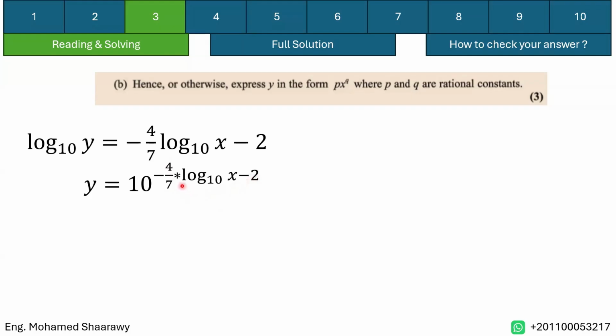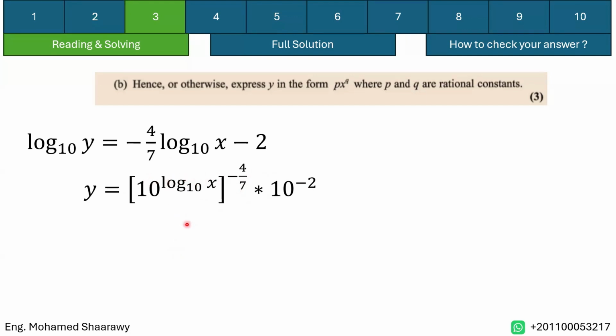So I can split these two, like this negative 2 can be written as a multiplication by 10 to the power of negative 2 to the same base. And now since this is a multiplication operation, I can reform it like this, because a power to a power just multiplies. So it's equivalent to what I've just written. 10 to the power of log x to the base of 10 is just x. And 10 to the power of negative 2 is 1/100. So this is the form he wants. He said that p and q are rational constants, and actually these are rational constants.